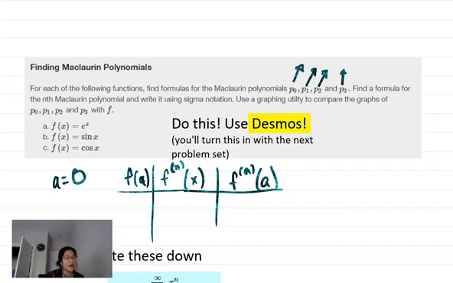And you should see a pattern, because if you think about what are sine and cosine doing at 0, and what are their derivatives doing at 0, because sine of 0 is 0. The derivative of sine is cosine. Cosine of 0 is 1. So you're going to get some of this alternating canceling out of some of your terms.